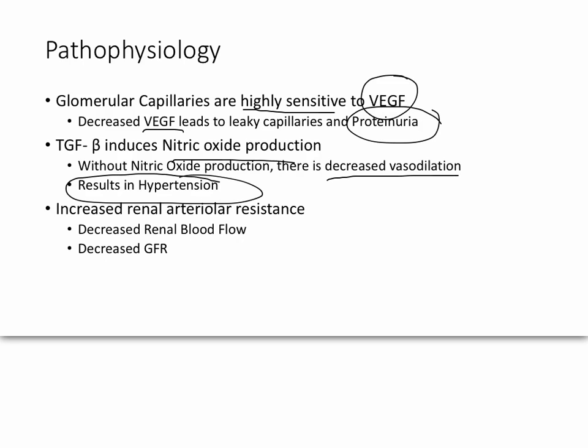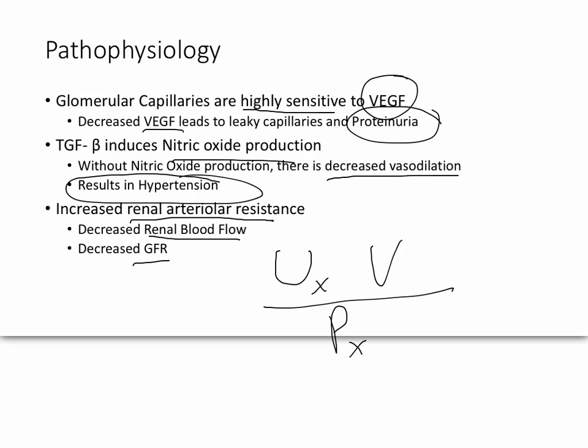You're also going to get an increased resistance in the renal arterioles, and this will decrease renal blood flow, and it will also decrease glomerular filtration rate. So you can actually clinically look at the urine concentration of creatinine, multiply it by the volume of urine, and then divide that by the plasma concentration of creatinine, and you can estimate the glomerular filtration rate.